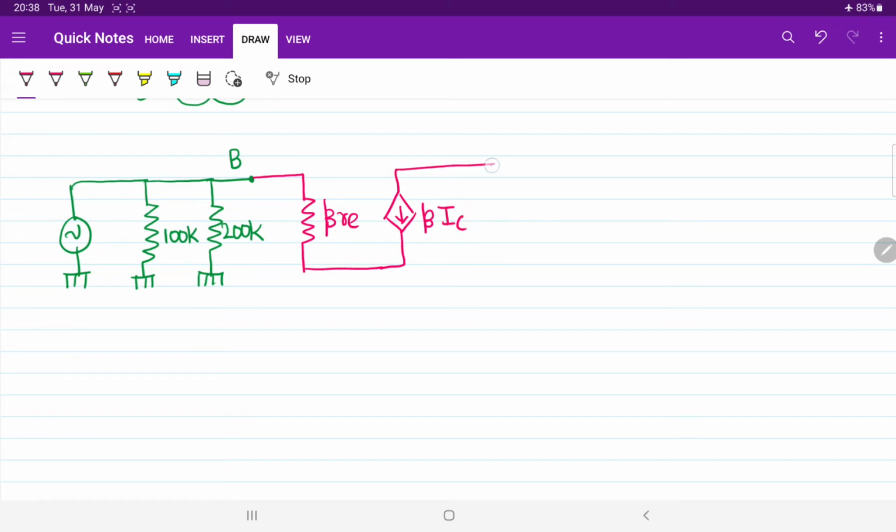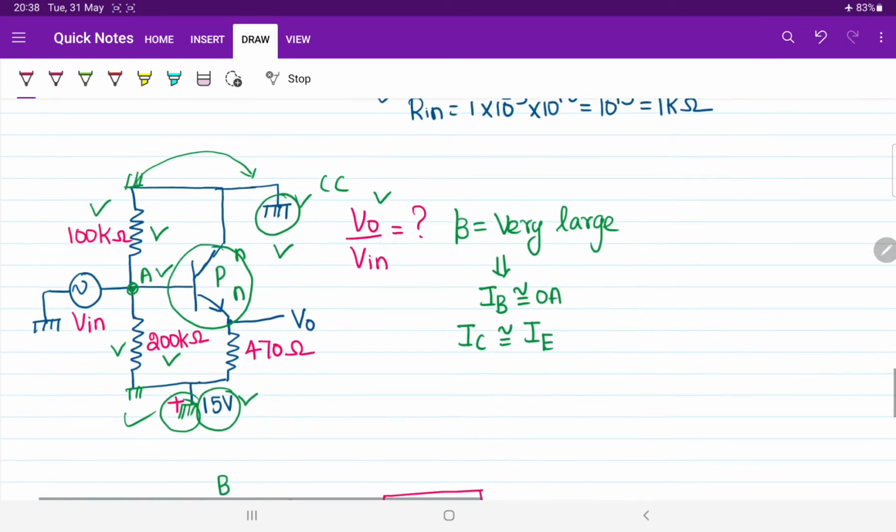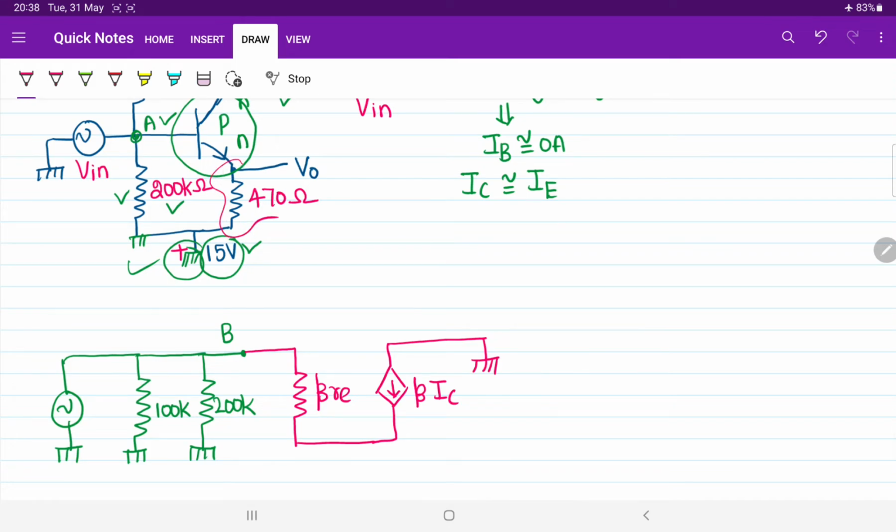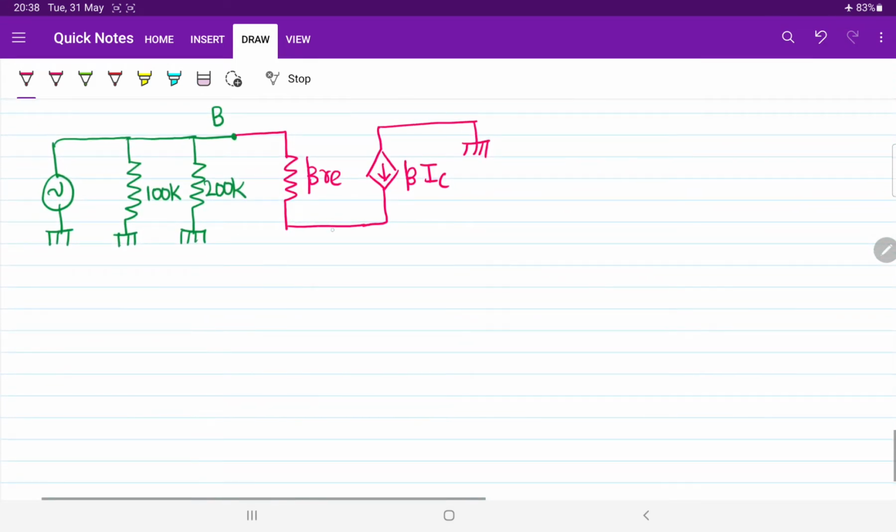And then we know the collector terminal is already connected with the ground. Yes or no? See there, the collector terminal is already connected with the ground. Now if you observe, the emitter terminal is connected with this. Now this is the emitter terminal. Emitter is connected with the 470 ohm resistor. Anyway, after that what I have to do? I have to deactivate that 15 voltage source.